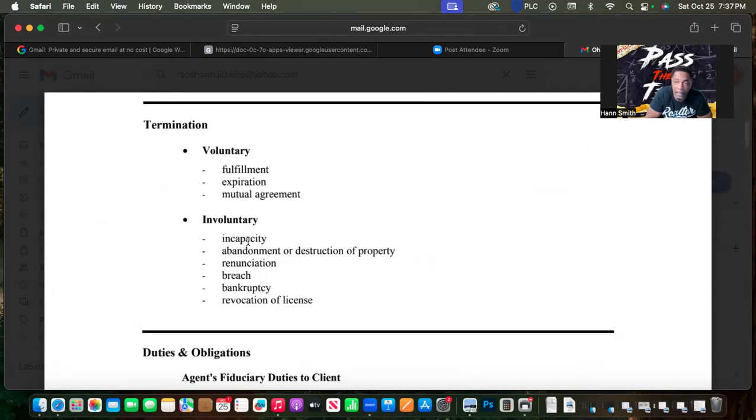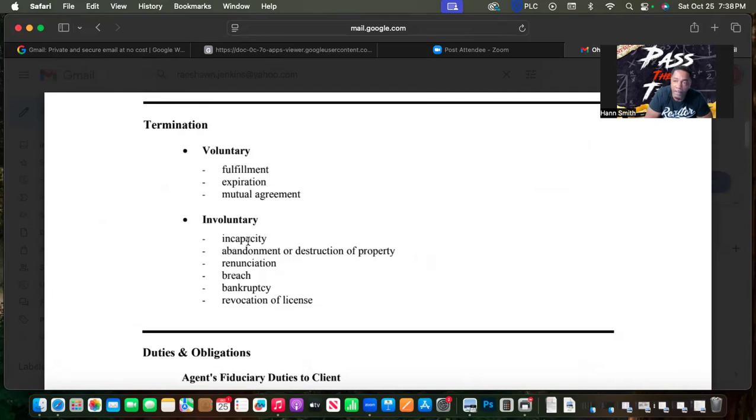If you as the agent go bankrupt, remember, you're working on behalf of the broker. The broker owns that listing. You are an agent of the broker. If you go bankrupt, then it doesn't terminate the agency relationship. However, if the seller or the buyer is in bankruptcy, or the broker is in bankruptcy, that will terminate the agency relationship. And then clearly, revocation of license is going to terminate the agency relationship. If the broker loses their license, then they can't sell property, and that's going to terminate the agency relationship.